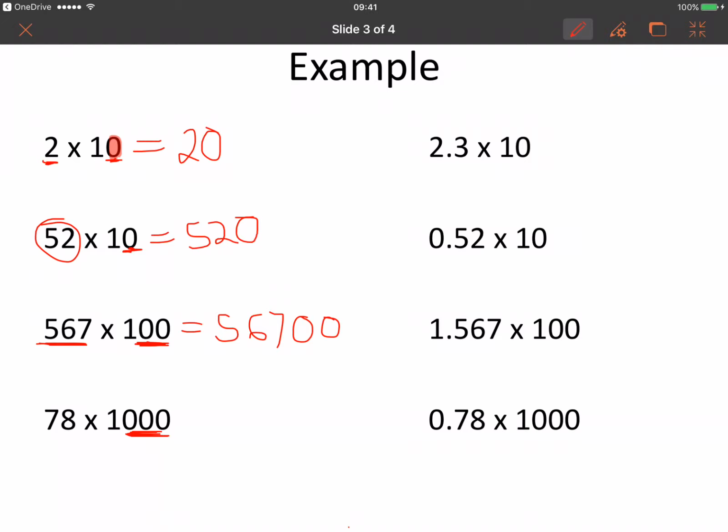You'll see that this works the same for every single multiplication with 10, 100, 1000, 10,000 and so forth. I will take the number that is in front, so in this case 78. I will have 3 zeros, so I will put on 3 zeros at the end.